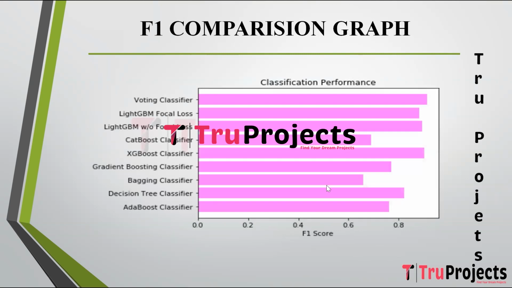F1 comparison graph. This is the F1 comparison graph. On the x-axis, we have the F1 score, and on the y-axis, we have the algorithm name. And from this graph, we can say that the ensemble models are performing well.